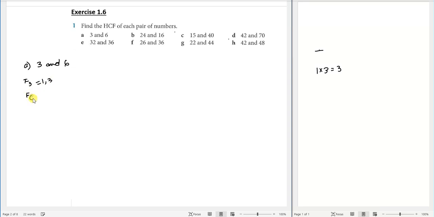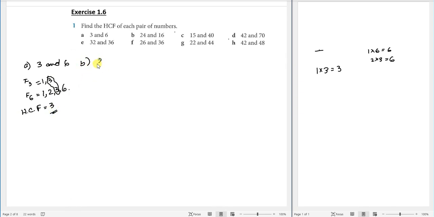We have F6. 1 times 6 is equal to 6. 2 times 3 is equal to 6. So we have 1, 2, 3 and 6. So what is the HCF for 3 and 6? HCF is equal to 3.